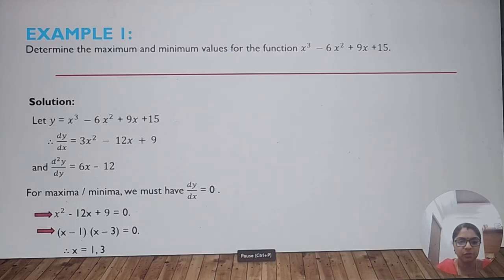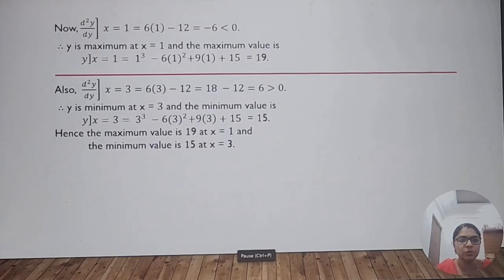So when we put dy by dx as 0, we will be getting two x values, that is x is equal to 1 and x is equal to 3. Now my first stationary point is 1 and the second stationary point is 3. Using the first stationary point, we are going to check whether it is a maximum value or minimum value, and if it is a maximum, we have to find the value also. If it is minimum, then we have to find the minimum value also.